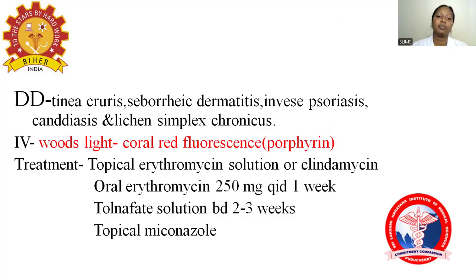And again, for Corynebacterium, the treatment varies. Topically, we can give erythromycin or clindamycin. Orally, you can give erythromycin 250 mg for 1 week. Topical miconazole can also be given. We are giving antifungals for erythrasma because clotrimazole and miconazole have anti-inflammatory properties also. That's why we are giving an antifungal for a bacterial infection.